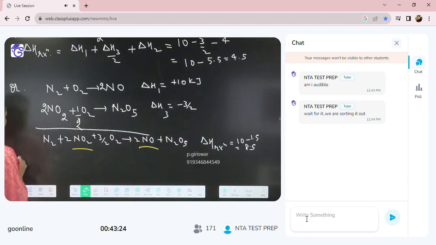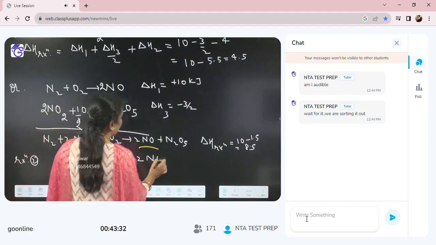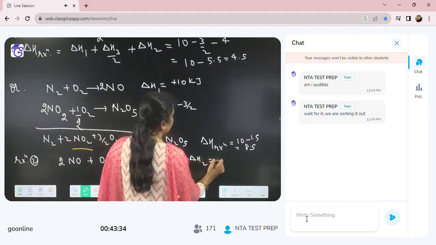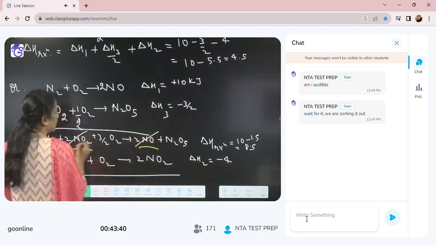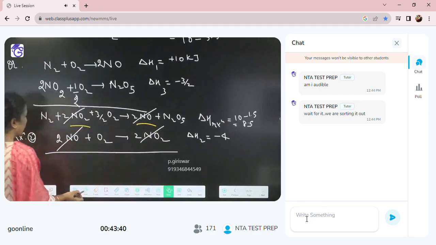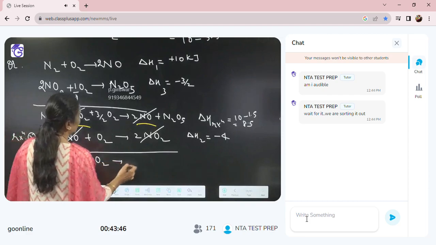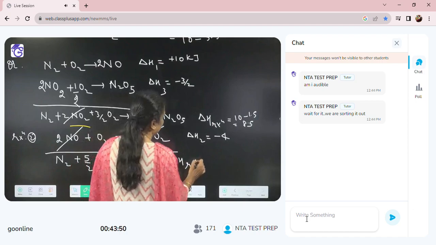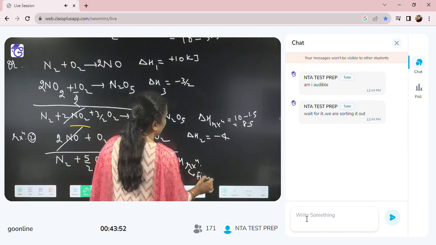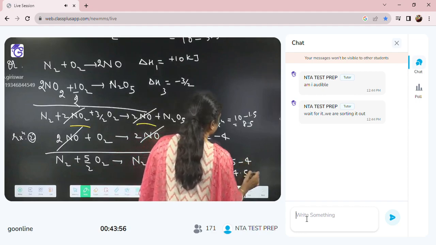So add up your reaction number 2 here. Reaction number 2 is twice of NO plus O2, giving you twice of NO2. Delta H2 here is minus 4. So you add them up. When you add it up, this is gone from here. This is only for explaining those people who didn't get it. Otherwise, you don't have to go for such a long method here. Delta H for the final reaction here, this one is for final. You'll be having here 8.5 minus 4, which is giving you 4.5. I hope it is clear.